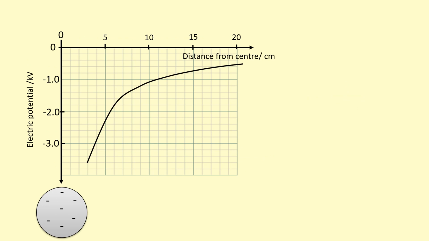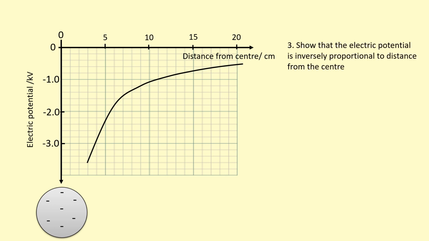If it was a negatively charged object here, then it would have an electric potential in the negative quadrant, so upside down basically. So in this question, we're asked to show that the electric potential is inversely proportional to the distance from the center. So if we write this proportional like so, we can turn this into an equation, V equals some constant over R. And if you multiply that V by R, you should get a constant. So let's take at least 3 sets of values.